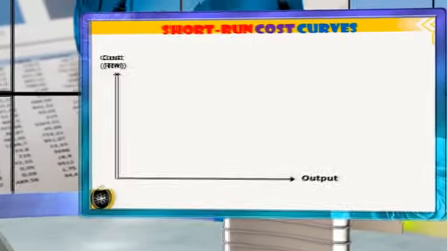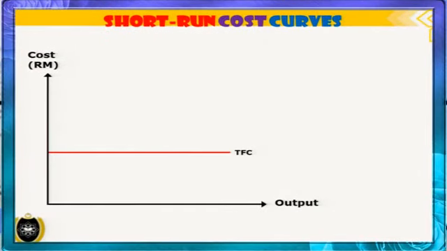We have a look at this short run cost curve. Okay, first, the vertical axis shows the cost of producing kerupuk lekor, while the horizontal axis is the quantity of output. First, the total fixed cost curve. This TFC has no relationship with output, as shown by the horizontal curve.